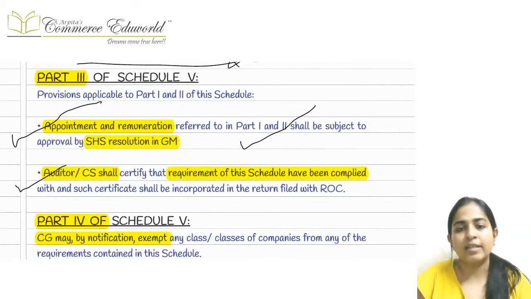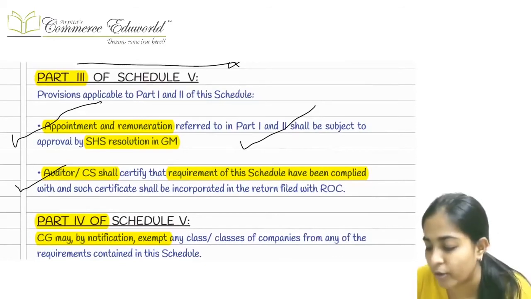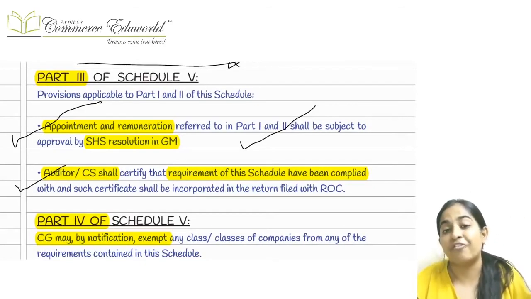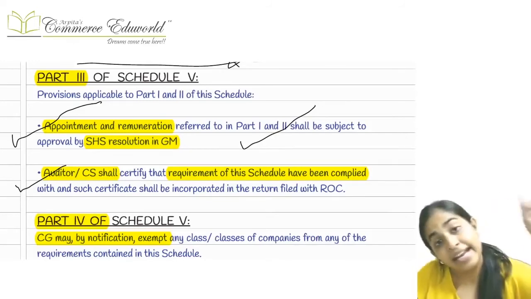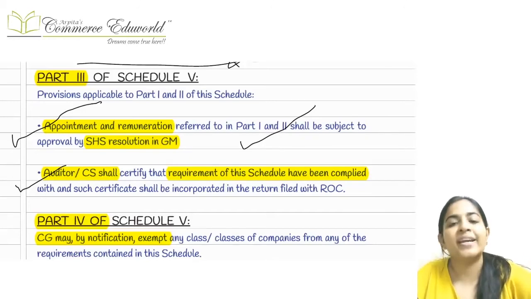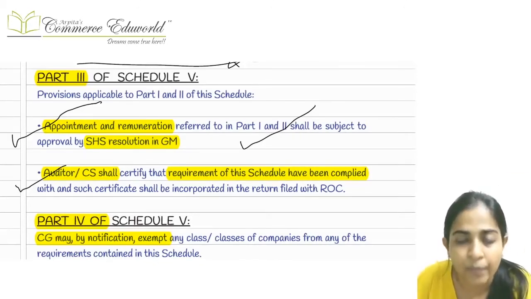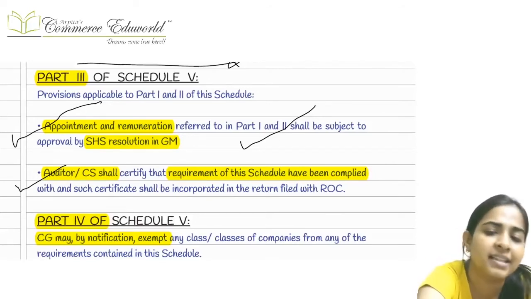Now listen, going on to the further parts, which are very, very simple. We have already completed part 1 of schedule 5. Part 1 of schedule 5 was the cases where we had to take CG's approval initially, which we had done. Then part 2 of schedule 5 is what we have been doing till now. Now comes part 3. Part 3 is very simple.